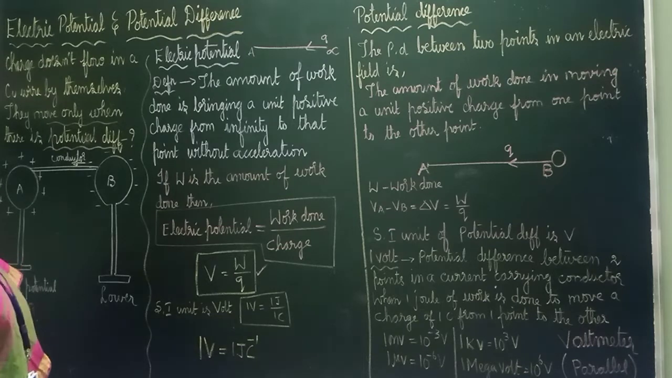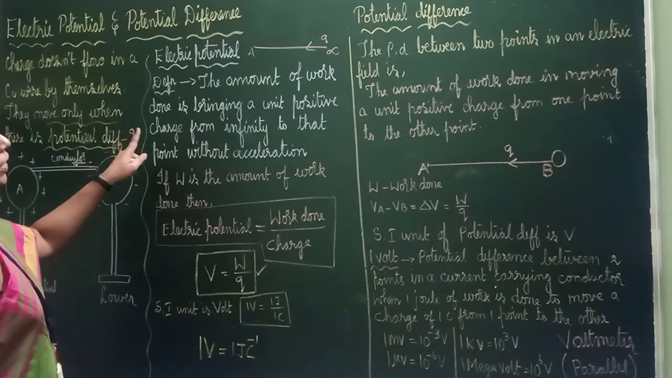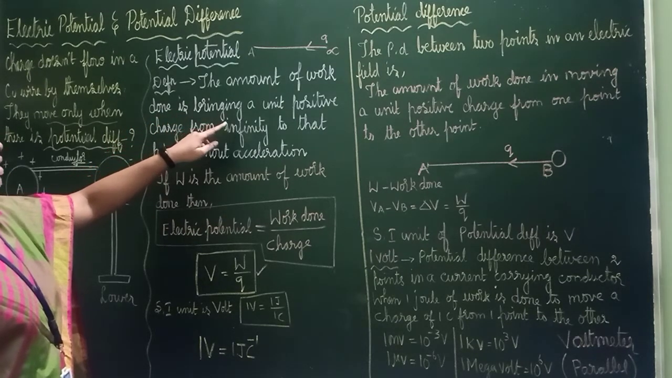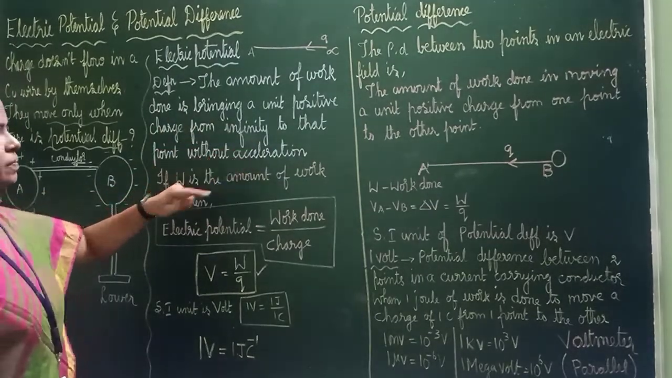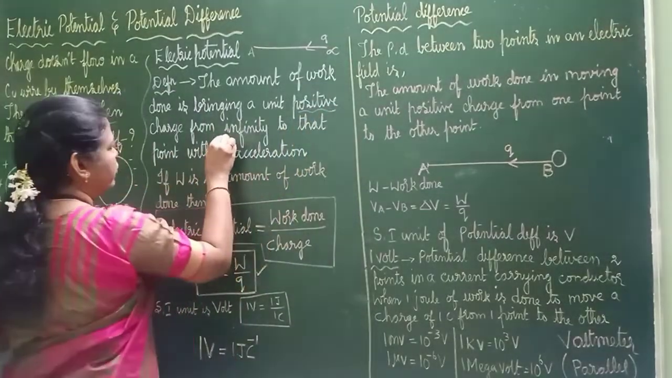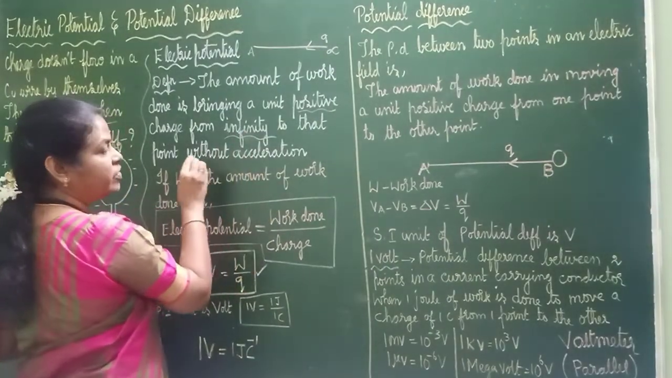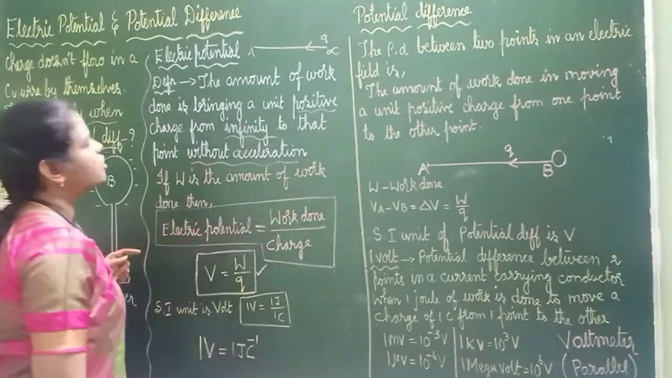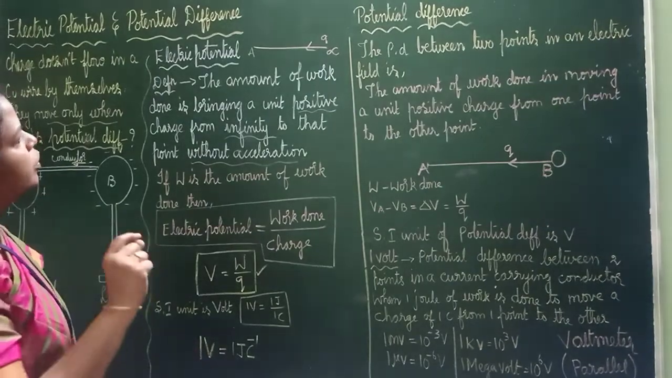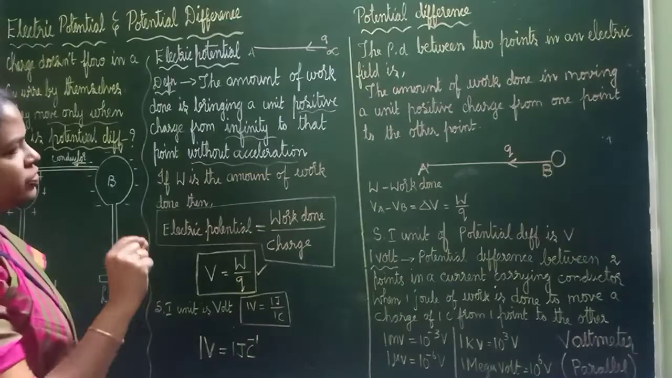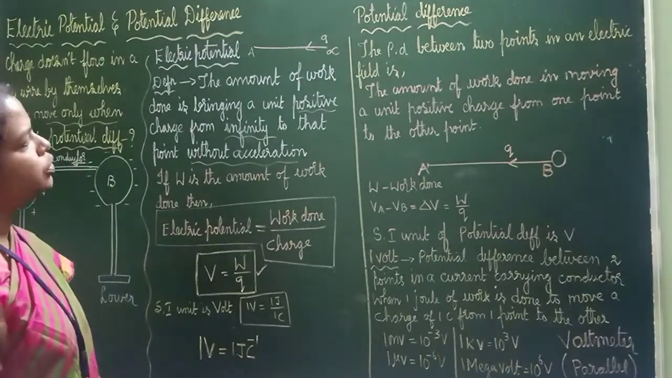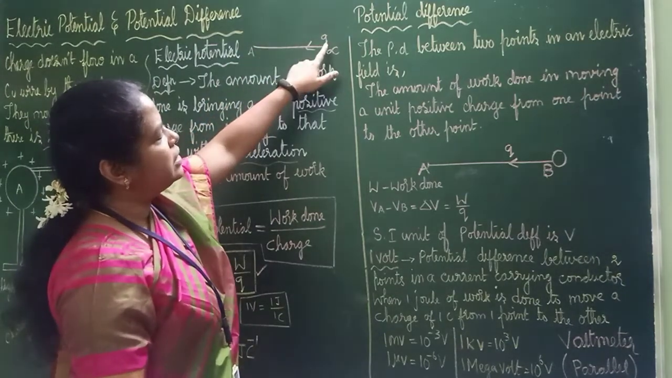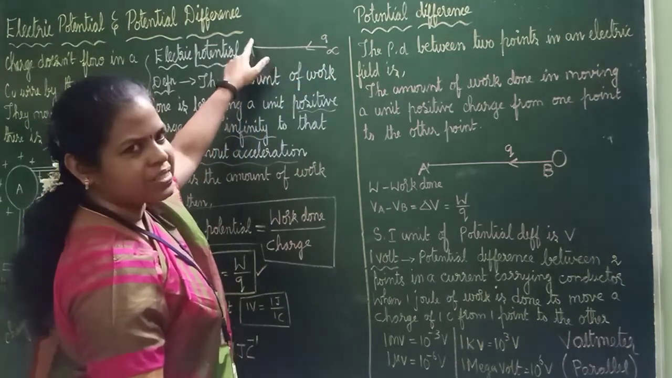Now we will see what is electric potential. The amount of work done, listen, the amount of work done in bringing a unit positive charge from infinity to the point, whichever point we are taking, without acceleration is called electric potential. See here, for example, I have taken one point as A and from infinity I am getting a charge. See, it is moving towards that point.